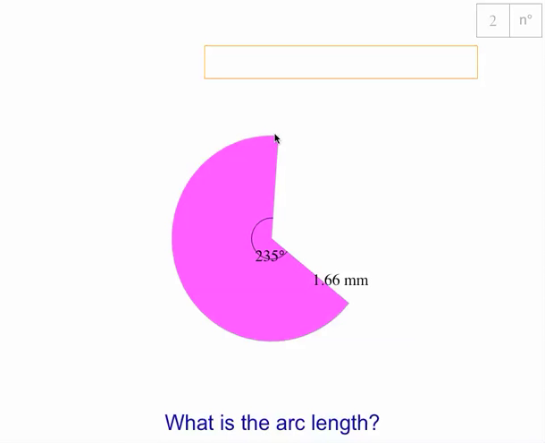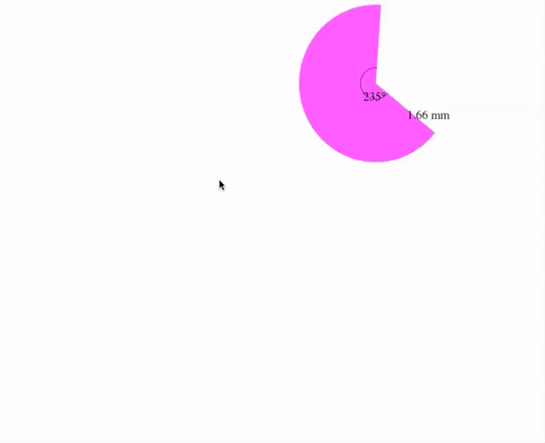Find the arc length of this sector. Okay, so we have part of a circle, and they want to know this arc length. To find the arc length, we use our formulas. And our formula is really simple. We have to remember that an arc length is a fraction of the circumference. And that's it. That's your formula.